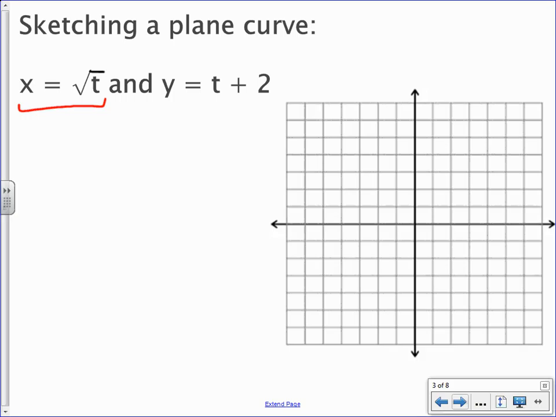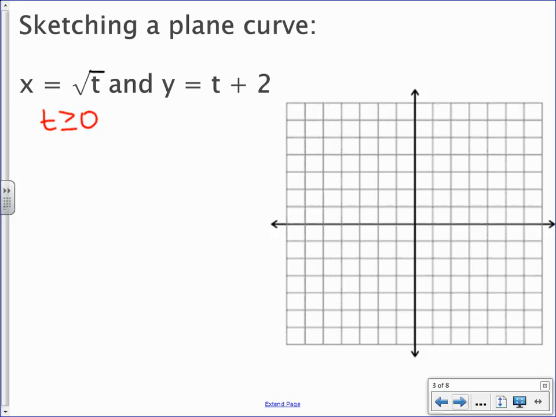Okay, what can we not do with 0? We can't divide by 0. The 0 is safe anywhere else, okay? We can take the square root of 0. So, we cannot plug in values that are negative into the x. t has to be greater than or equal to 0 here.